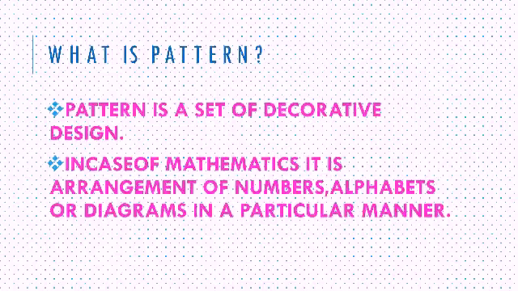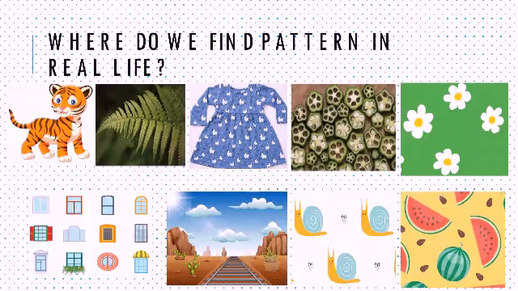What is a pattern? A pattern is a set of decorative design. In mathematics, it is an arrangement of numbers, alphabets or diagrams in a particular manner. Every one of us sees patterns of several kinds, like patterns of leaves and flowers. These are all patterns. So where do we find patterns in real life? Wherever you look, you will find some kind of pattern.